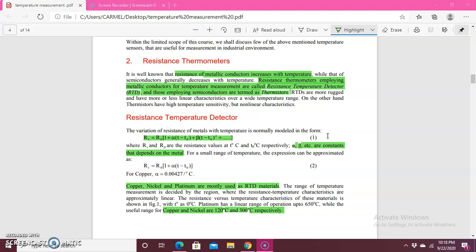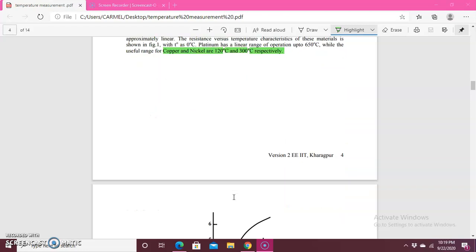If the material is copper, then the temperature coefficient alpha is 0.00427 per degree centigrade. Instead of copper, we can use nickel as well as platinum. So it depends on the material, and the value of the temperature coefficient varies. Moreover, for copper and nickel, the limits are 120 degrees and 300 degrees respectively.